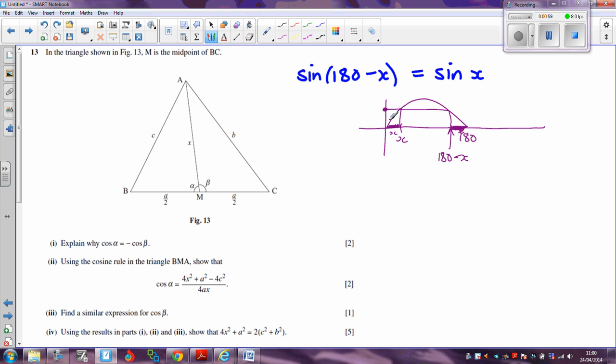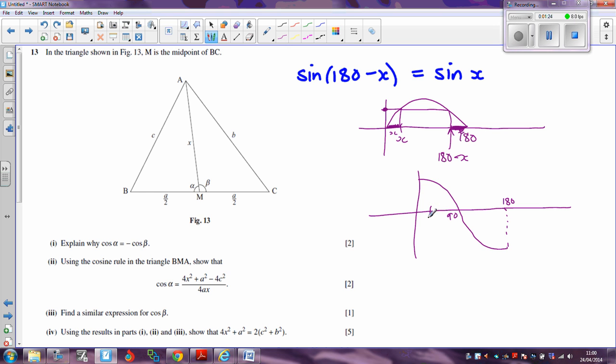So this value here, by symmetry, because this curve is symmetrical, these two shapes are exactly the same. The value of sine x is going to be exactly the same as the value of sine 180 minus x, and it's going to be the value here. Now, if we look at cosine, similar idea, the graph of cosine does this, and the graph has rotational symmetry about this point here where x is 90 degrees.